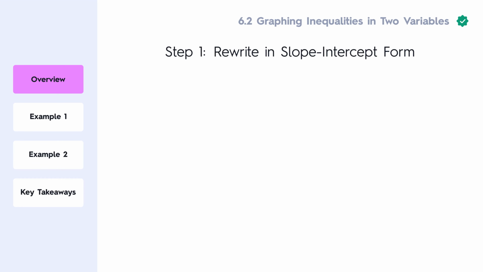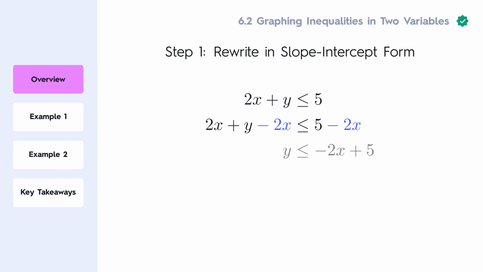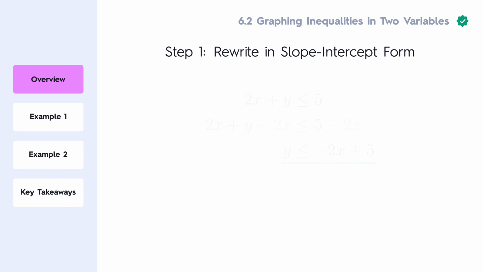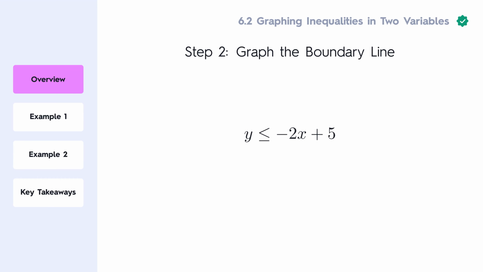Start by rewriting the inequality in slope-intercept form if it's not already in that form. This makes it easy to identify the slope m and y-intercept b, which we'll use to draw the boundary line. The boundary line represents the equality part of the inequality. For example, if we're working with this expression, the boundary line is y equals negative 2x plus 5.